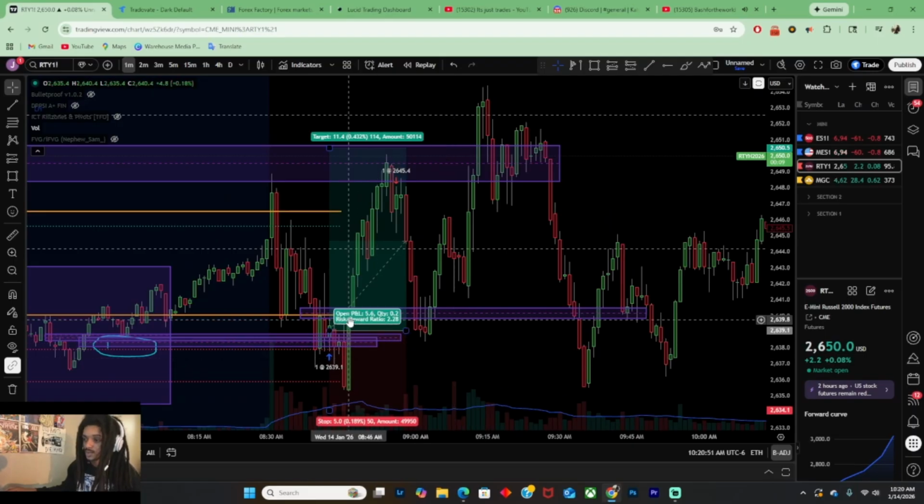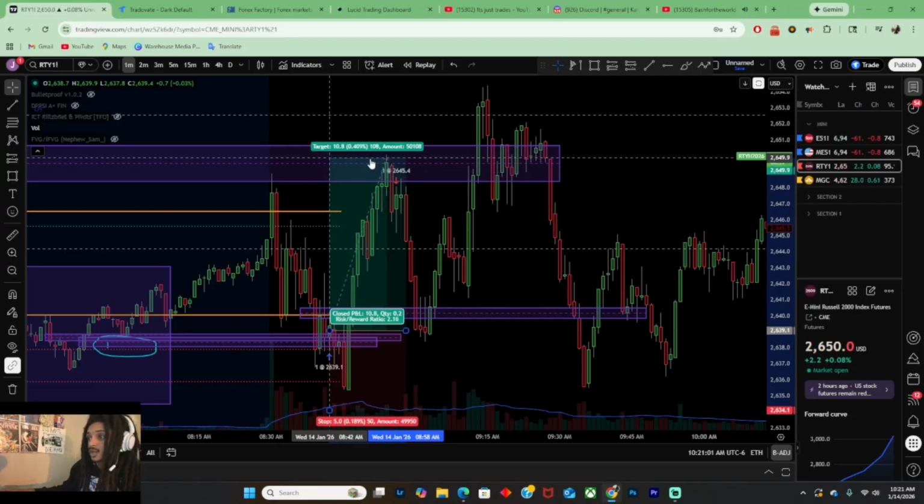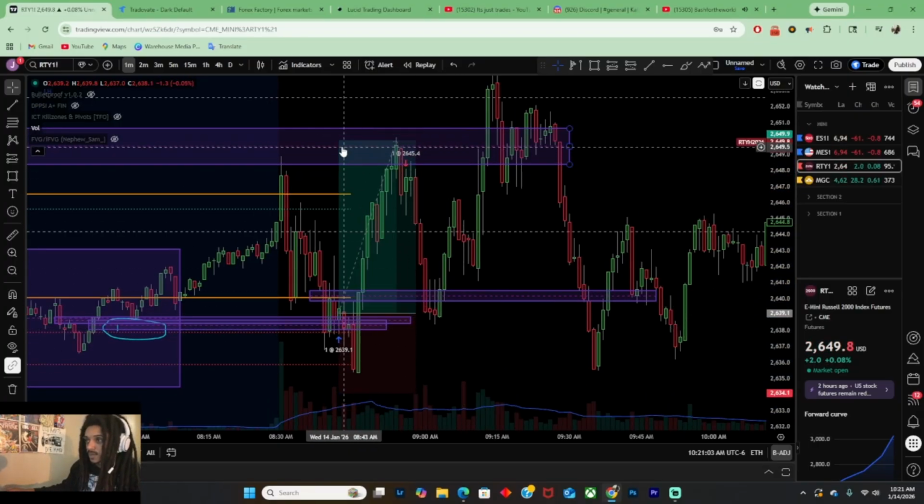And we pushed from here. I was thinking of scaling, but I held back just because, like I said, I was already up last night. I didn't want to put extra risk on. I definitely could have though, but I'm happy with how I managed this trade.